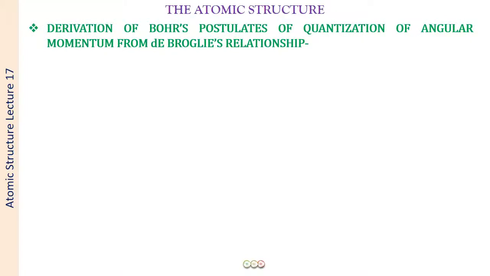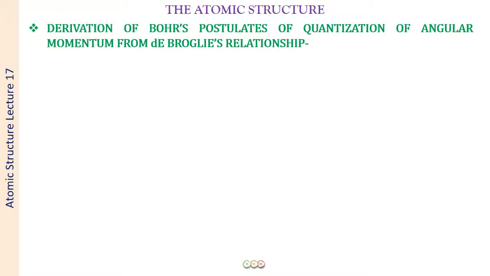Now, one of the most important achievements of the de Broglie relationship was that he could give the derivation for Bohr's postulate for the quantization of angular momentum. If you remember, while we were discussing Bohr's postulate, we said that Bohr said that the angular momentum is quantized. The value of the angular momentum mvr is equal to nh over 2 pi.